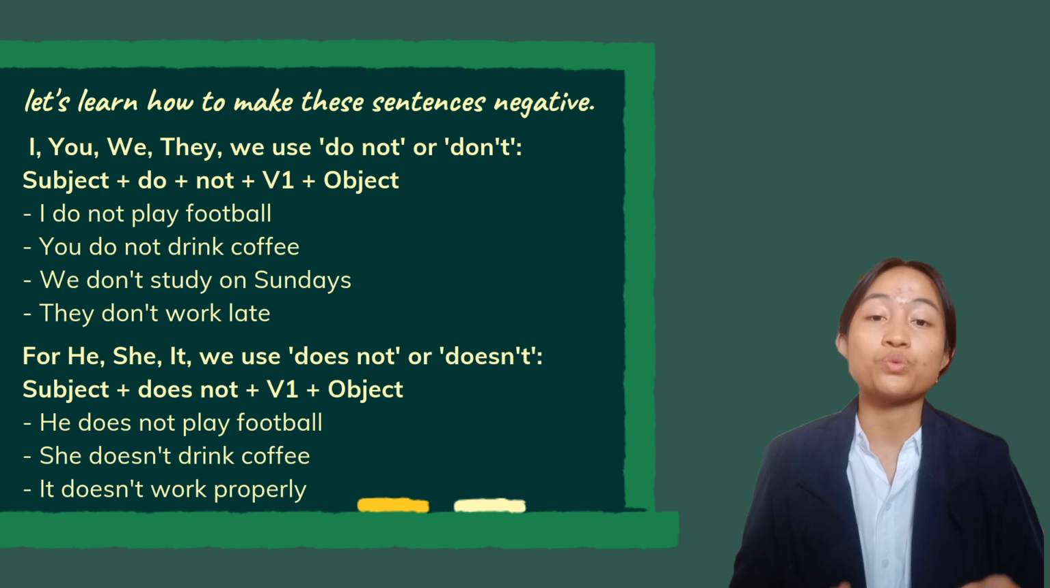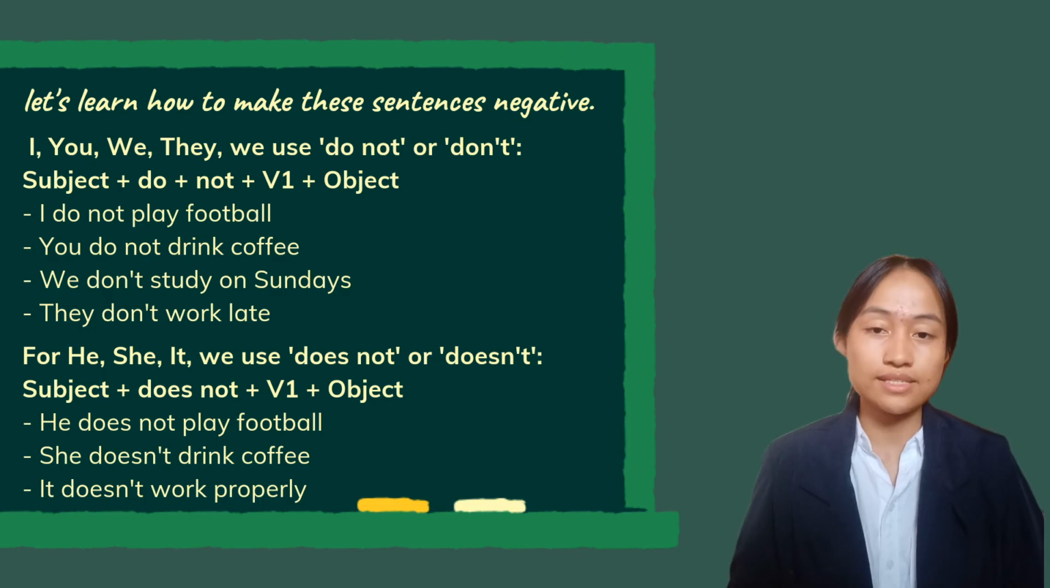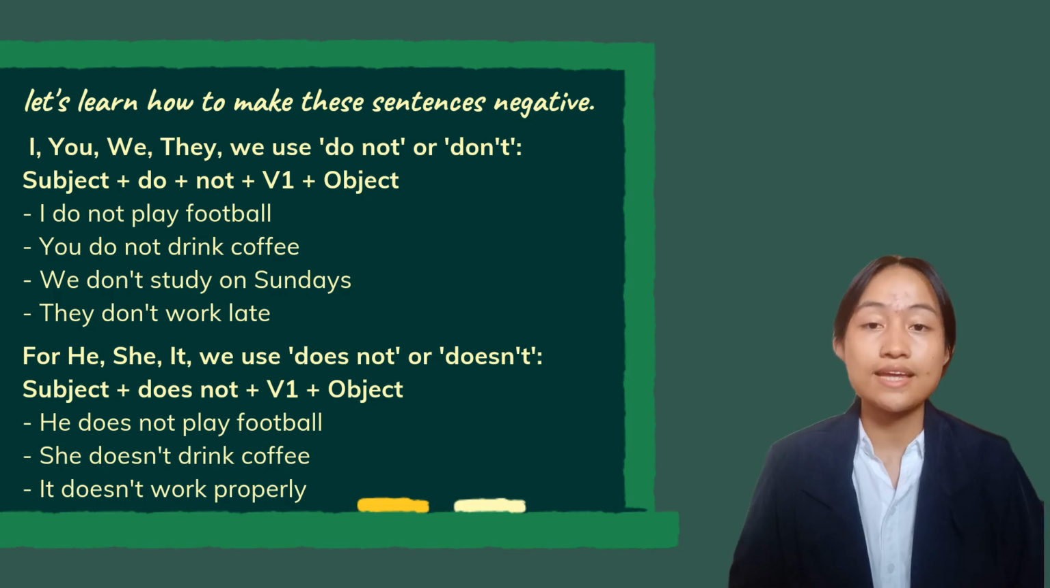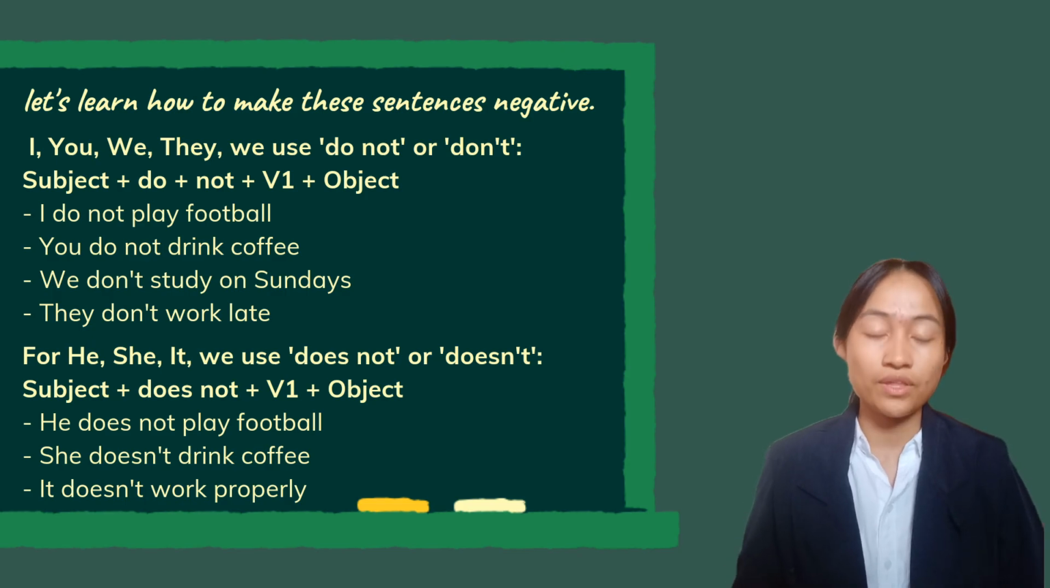They don't work late. For he, she, it, we use does not or doesn't. So the formula is subject plus does plus not plus verb 1 plus object. For example, he does not play football. She doesn't drink coffee. It doesn't work properly.